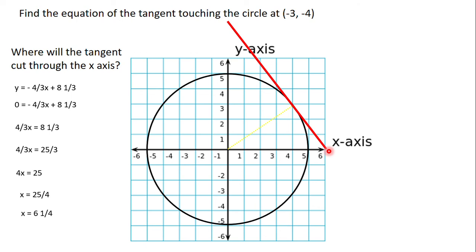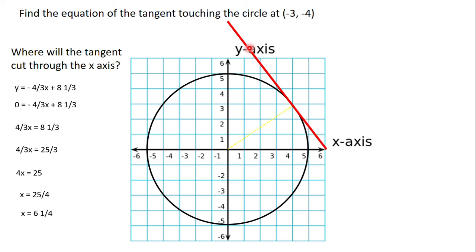So just to recap, finding the equation of the tangent, always find the equation of the radius first. Not the equation even, just the gradient of the radius. Then you use your rules of perpendicular lines to find out the gradient of the tangent. We use our y equals mx plus c to find out the equation of the tangent, and then we can do things like finding out where the tangent is going to cut across the x-axis.